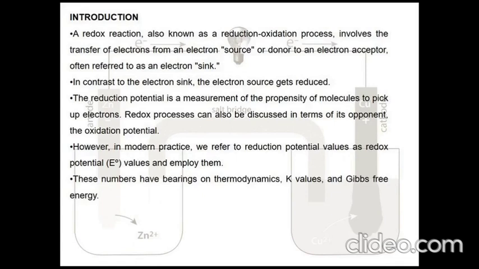The reduction potential is a measurement of the propensity of molecules to pick up electrons. The redox process can also be discussed in terms of its opponent, that is the oxidation potential. However, in modern practice, we refer to reduction potential values as redox potential E0 values and employ them. These numbers have bearings on thermodynamics, K values and Gibbs free energy.